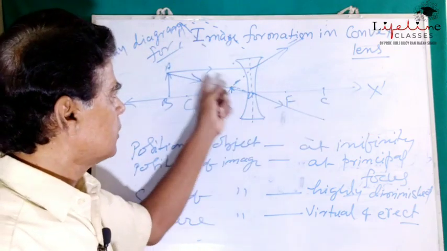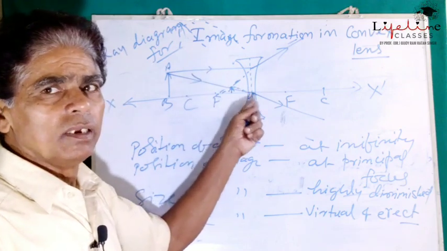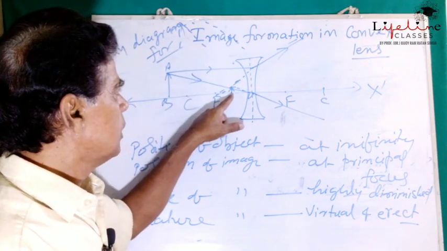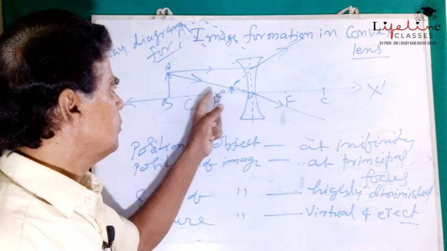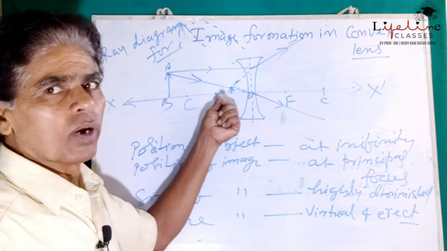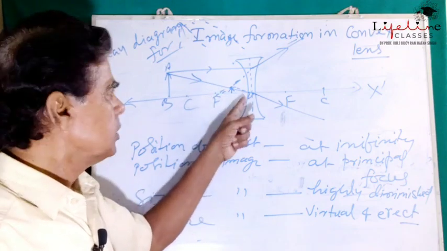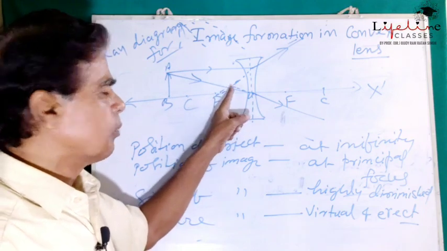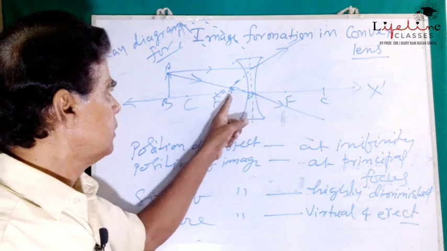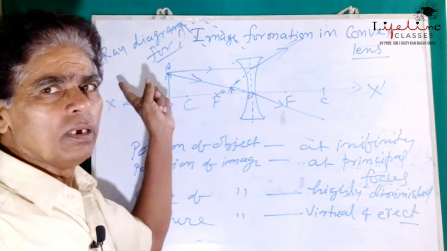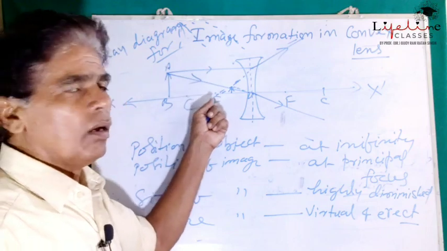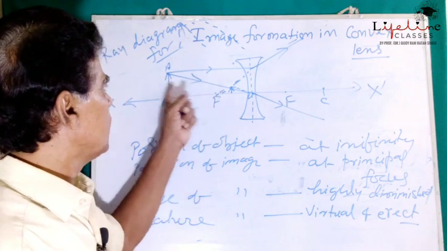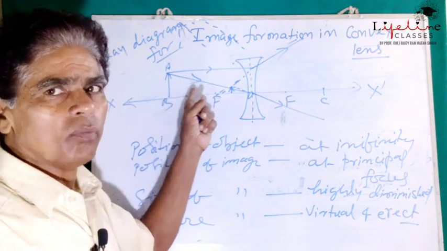But when these refracted rays are produced in backward direction, these two rays meet at a point between optical center and focus. If we draw a perpendicular on the principal axis from the point of intersection, we get the virtual image of the object. This is the virtual image. What is the size of the image? The size of image is smaller than the size of the object.